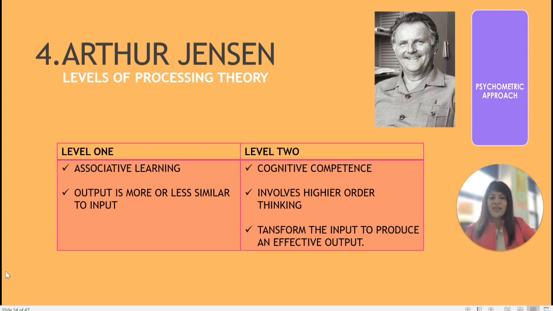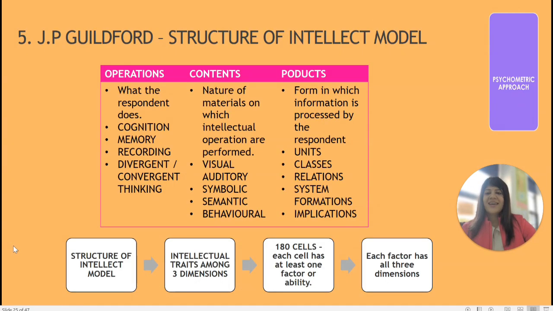On the contrary, at level 2 is when you actually show that competence cognitively of holding the brush, of putting your toothpaste onto it, and then actually brushing your teeth. Right? So there is all that higher order thinking which is involved, wherein you just go with the brush and you kind of brush your teeth. Here there is transformation happening, and of course the input to produce has a very effective output. Okay, so that is level 2. So that's level 1 and level 2 of Arthur Jensen's psychometric theory.